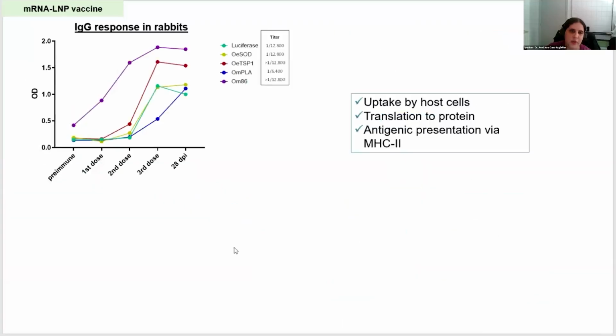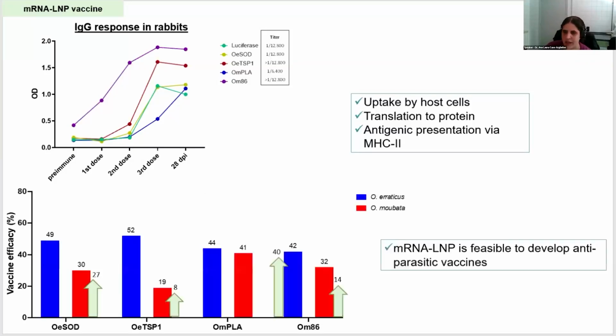So first we evaluate the immune response, the IgG antibody response, and we can see here that after the first dose, the IgG levels of antibody increase. So this indicates that there was a successful uptake of the mRNA by host cells. They were translated to protein, and there was a successful antigenic presentation via MHC2.